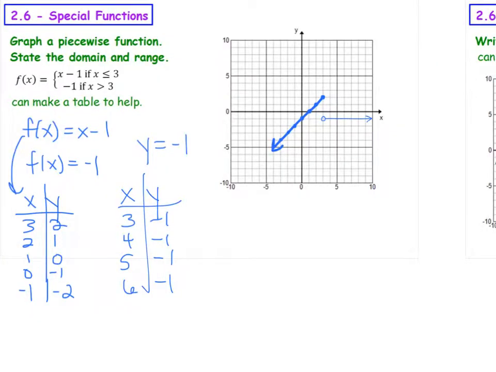Going back real quick for domain and range, for this one, I'm saying that if the x value is less than or equal to 3, use this. If the x value is greater than 3, use this. So I'm hitting all the x values, so domain is going to be all real numbers.